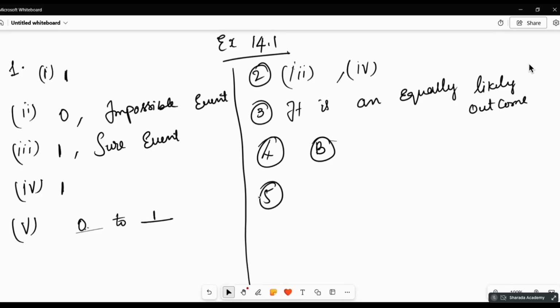Netra, fifth one. P of E is given as 0.05. P of not E equals what?